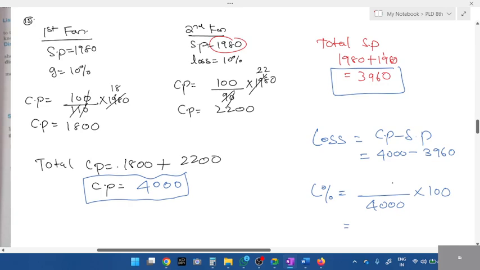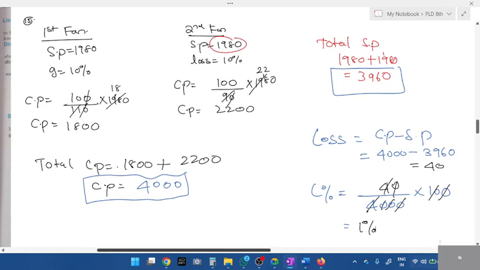Okay, what's the loss, students? How much is the loss? The loss percent is 40. All the zeros cancel. Very good. 1% is the answer. All of you got 1% answer. So 1% is the loss, students. Loss is 1%. Overall loss.